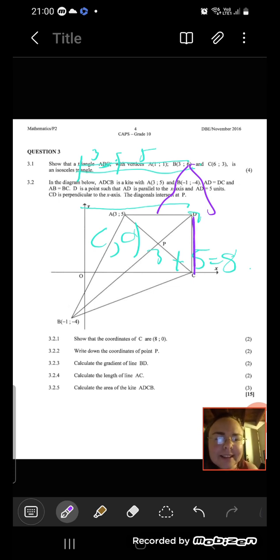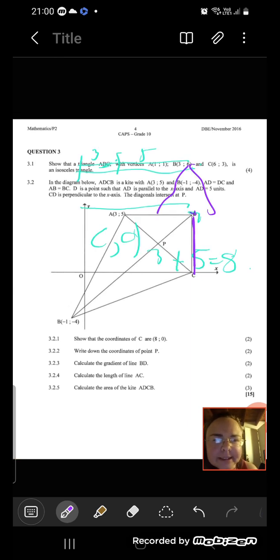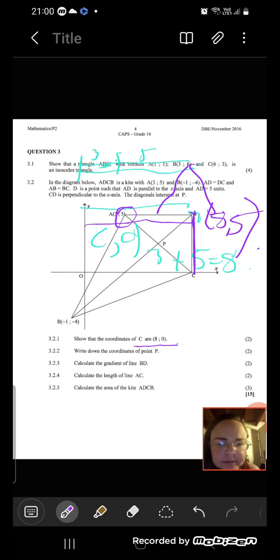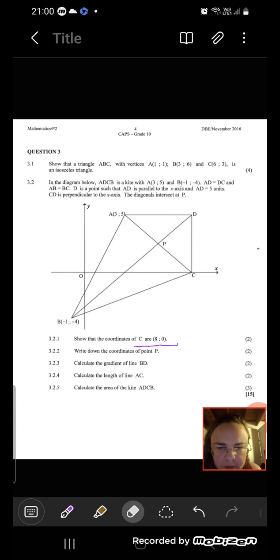Because it's perpendicular, it means that this x is the same as this x point. So if I can find D's x point, I'm done. And I know that D's x point is 5 plus 3. So D's x point must be 8, and because it's parallel to the x-axis, it's 5. So 8 and 5. Cool. Which means C is 8 and 0. Nice. Like it a lot.